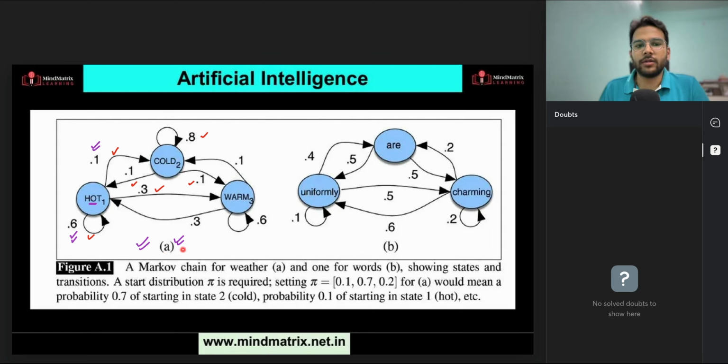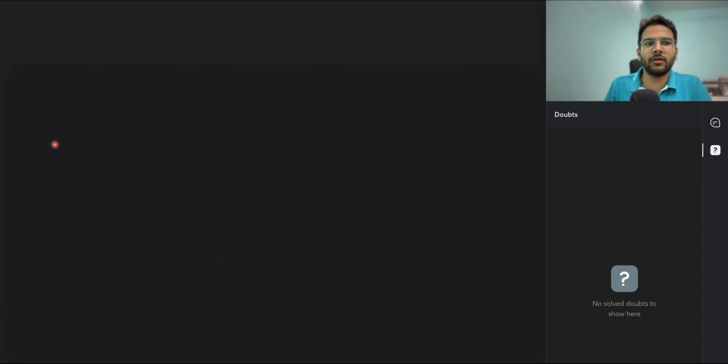Okay, fine. So what it says, the Markov chain on weather, this one we are talking about, is related to weather, showing states and transitions. These transitions are nothing but the probability from one state to another state. Now these transitions you can mention in the form of an adjacency matrix. How many of you know what an adjacency matrix is? Even if you don't know, that does not matter, just let me know. Okay, one student.